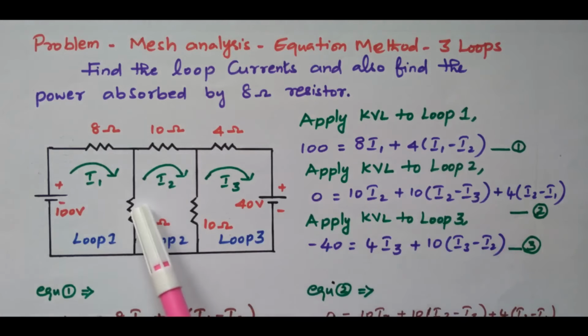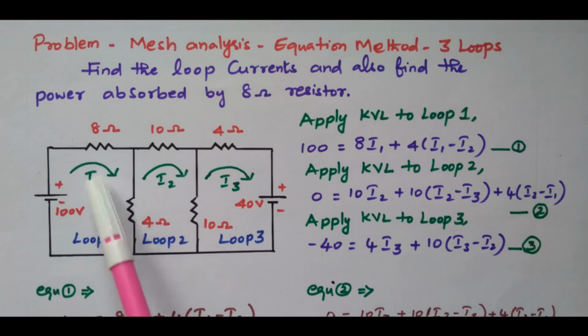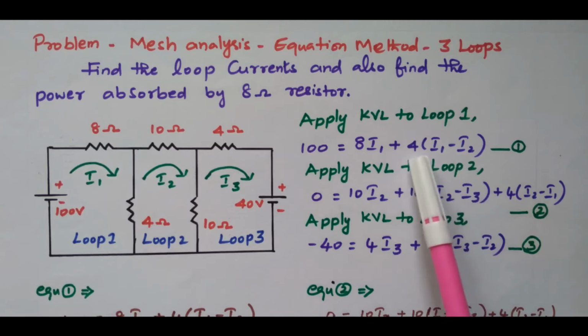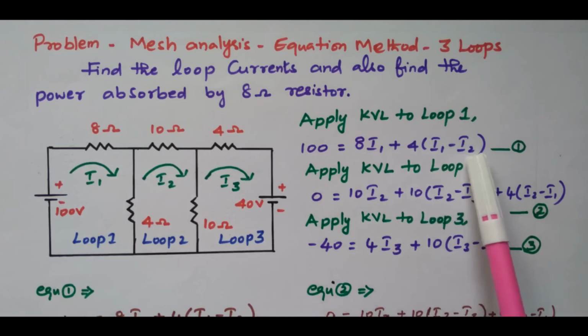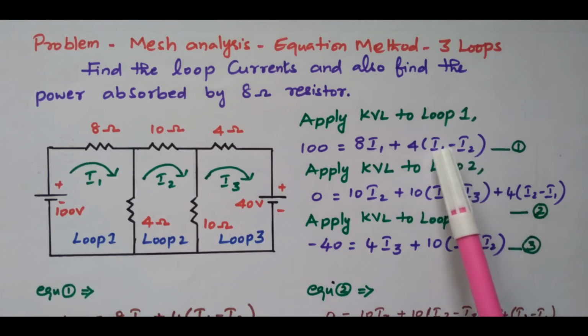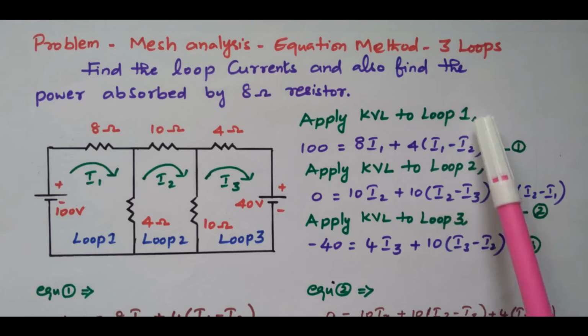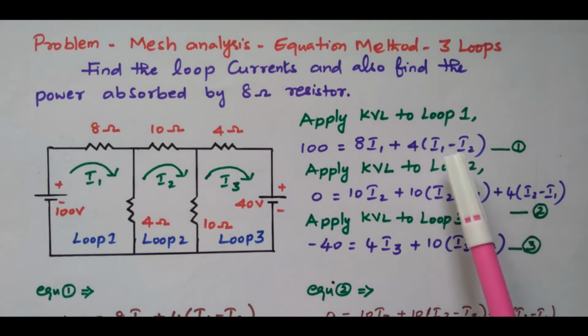Right? So the 4 ohm is connected between loop 1 and 2. I1 current is flowing in the downward direction, I2 current is flowing in the upward direction. See the direction, upward direction. Both are opposite, so the difference between these 2 currents will be flowing through the 4 ohm resistor. So that drop is 4 into I1 minus I2. While referring to loop 1, I1 minus I2. If you refer to loop 2, I2 minus I1.